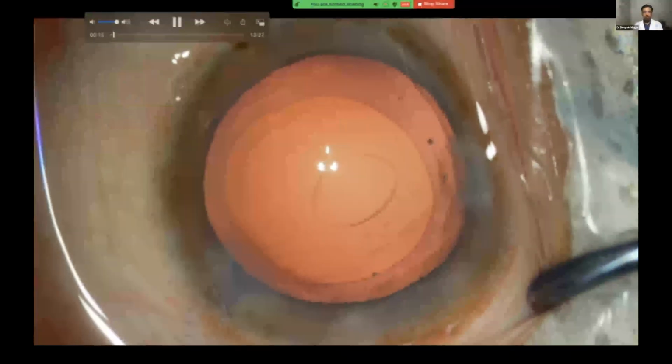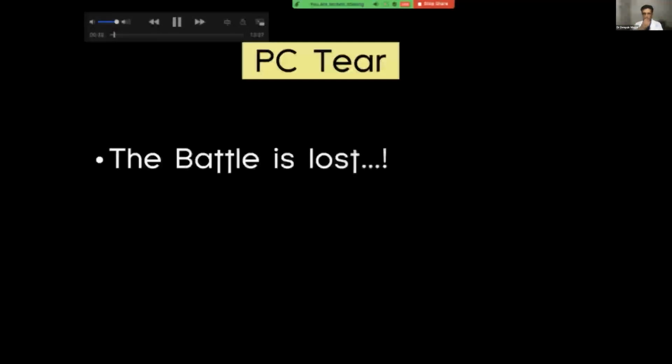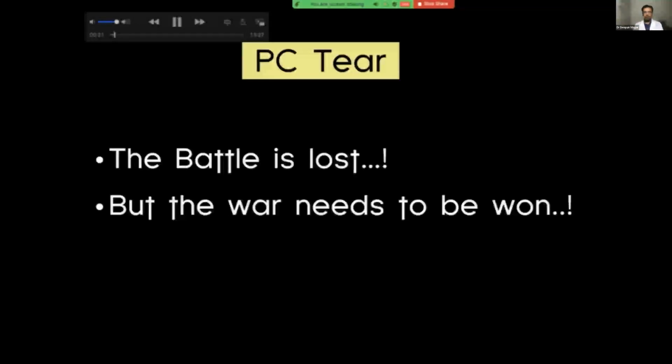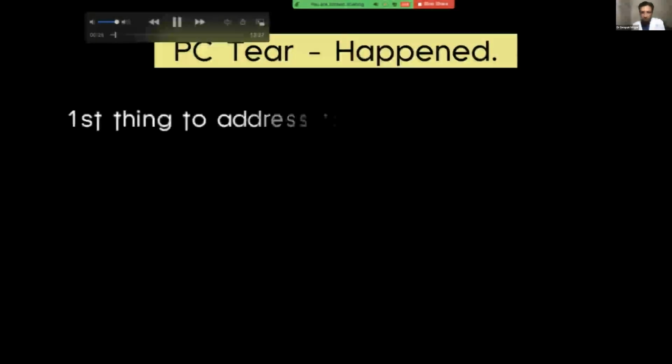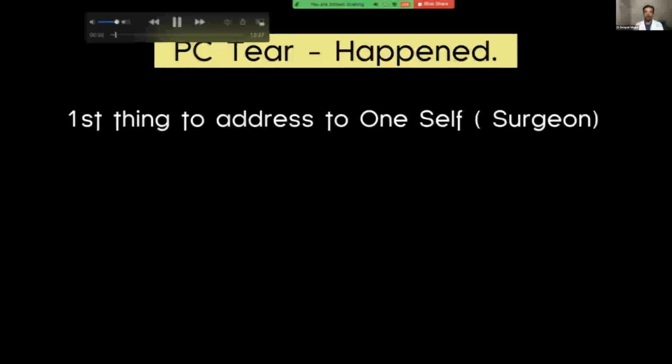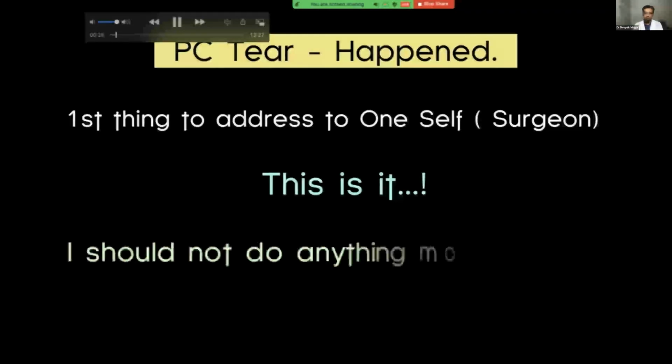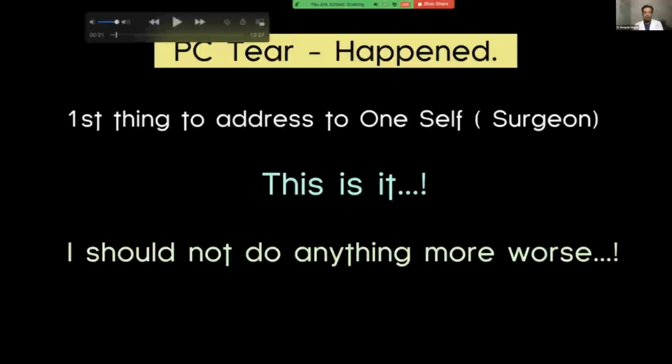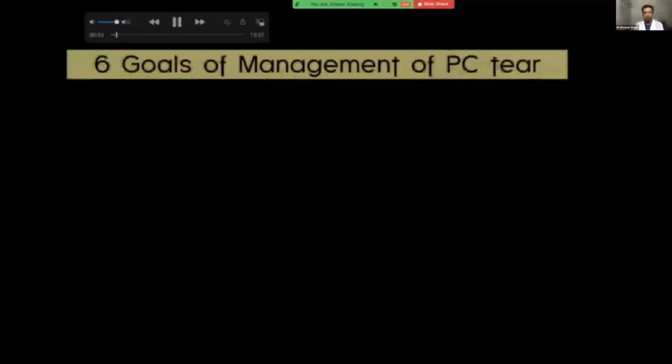So it's a highly avoidable complication, and when it happens, we need to ascertain that the war needs to be won, although the small battle is lost here. The first thing I would like for a younger surgeon to do is to address himself or herself, saying that I would not want to do anything much worse than this, because believe me, things can go downhill from here.